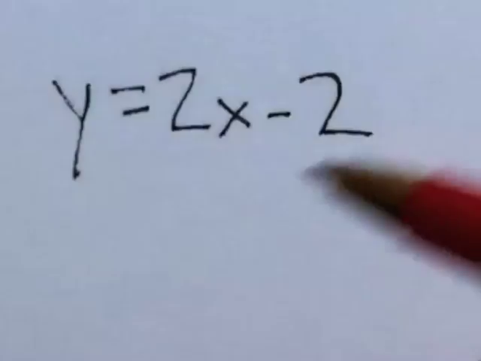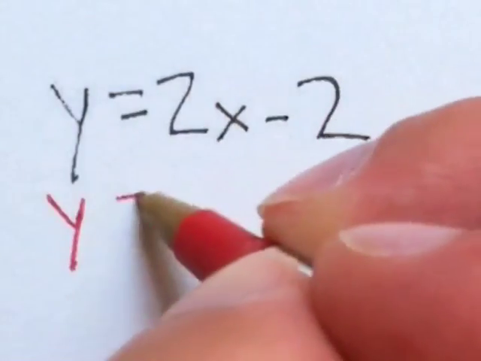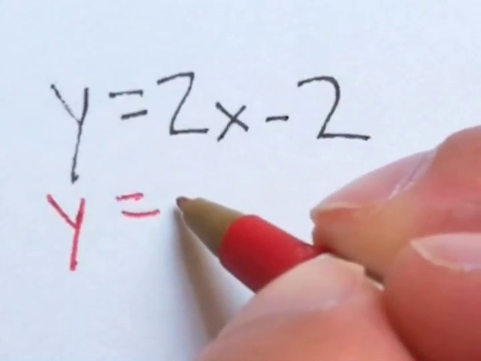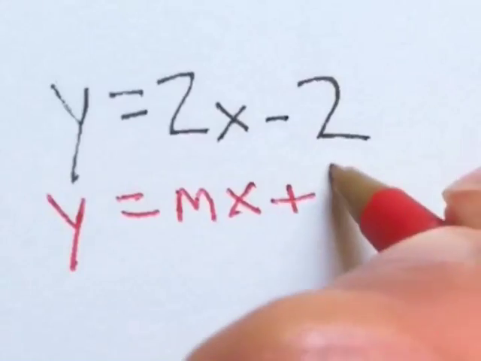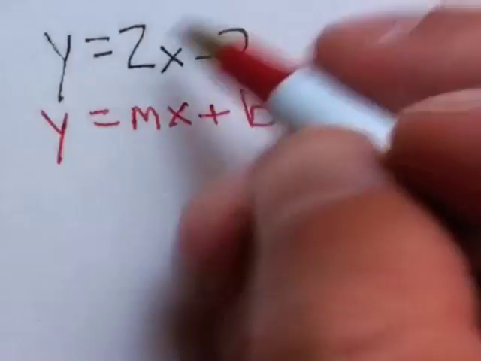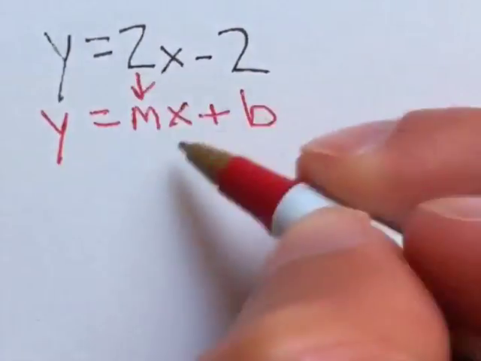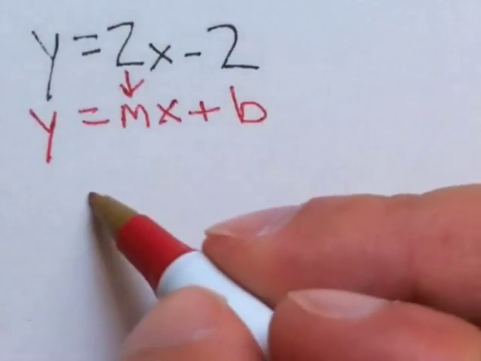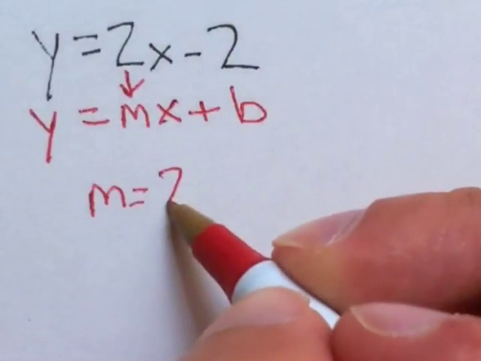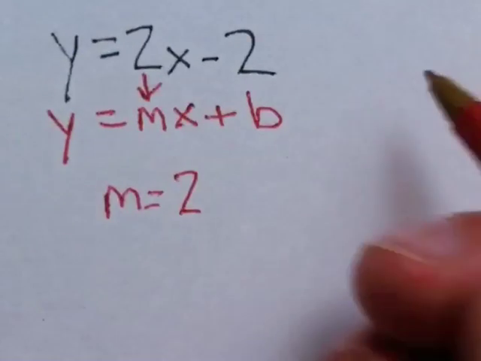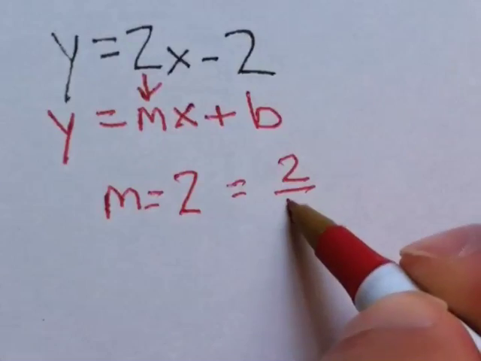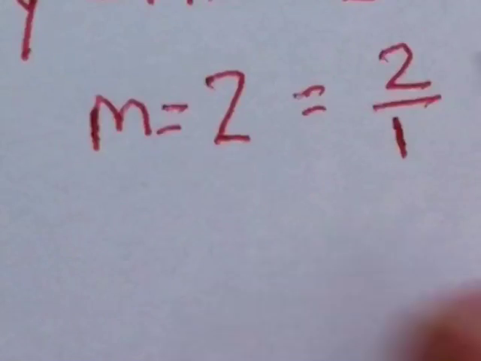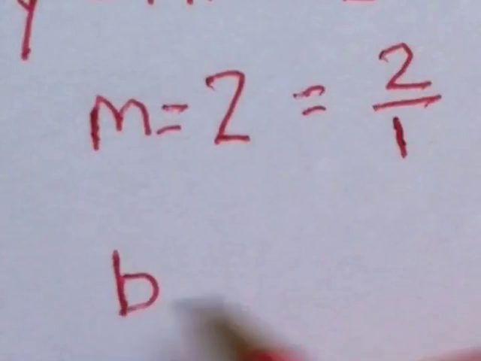Alright, here we go. Example 1. y equals 2x minus 2. So, in the form y equals mx plus b, we've got to just decide now what the m is. Now look, the m is always going to be the coefficient of the x, the number in front of the x. So in this case it is 2. We want to write this as a fraction to think of it as rise over run. So we're going to write 2 over 1.